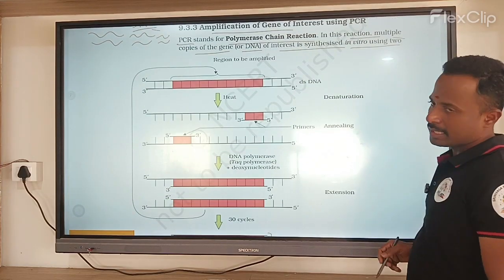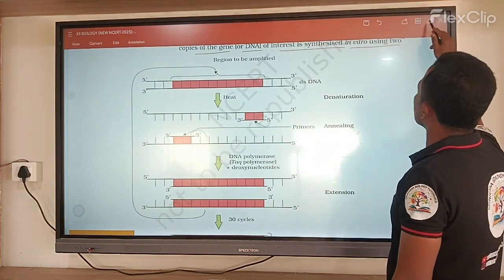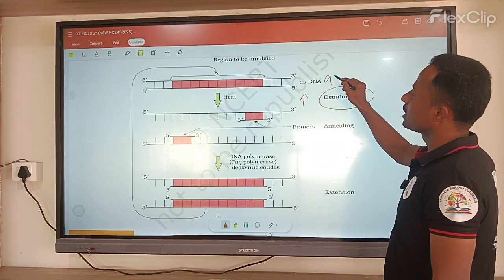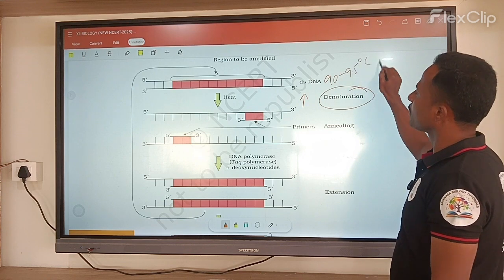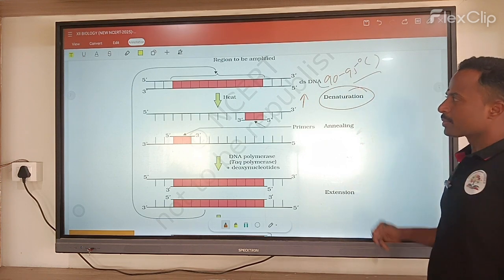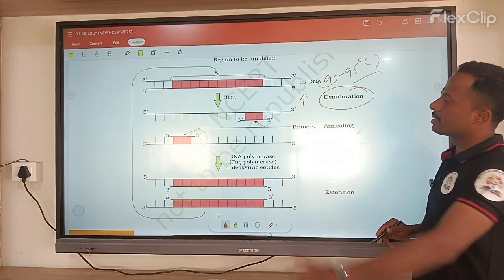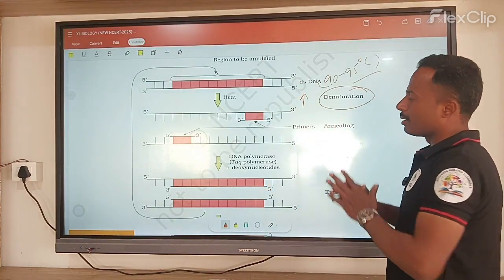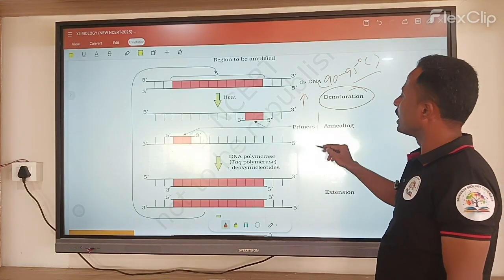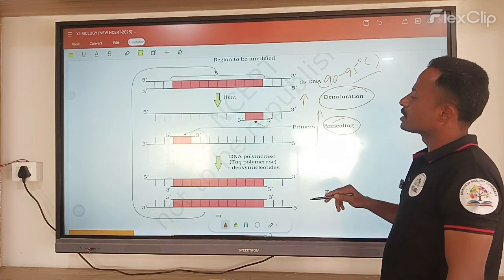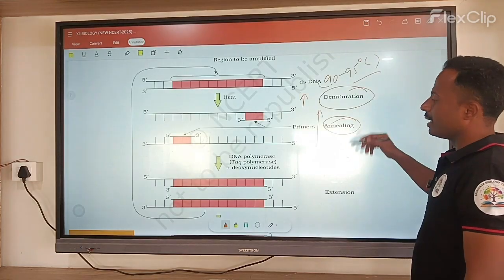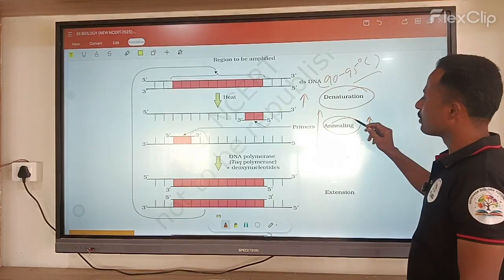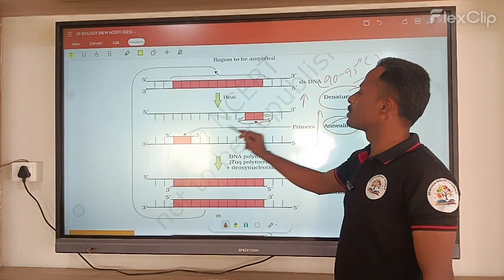Mostly, PCR follows three steps. The first one is denaturation, which means giving a high temperature of around 90 to 95 degrees. When you give that, what happens? This is the denaturation process, and the two strands break apart completely. Then the annealing process, where normal conditions are given. Then what happens? The small primers are formed.